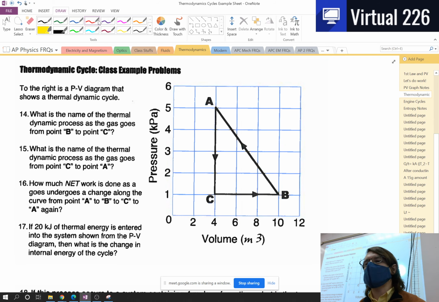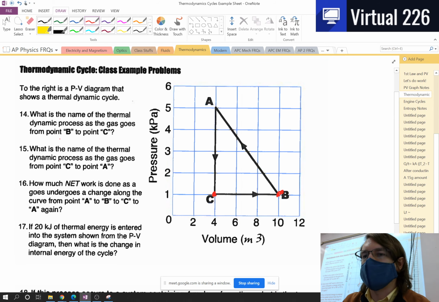And what we are just asked is, what is the name of the thermodynamic process as the gas goes from point B to point C? And that really doesn't make any sense because it's not going from point B to point C. It's going from point C to point B, but potato, potato. So what is that? That's an isobaric, right? So this is an isobaric or an isobar. Our pressure is staying constant there.